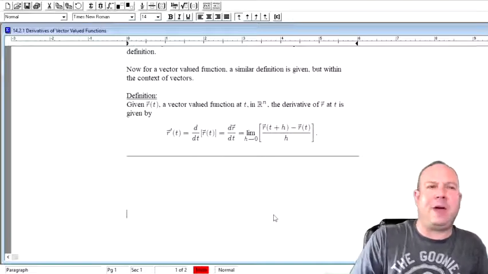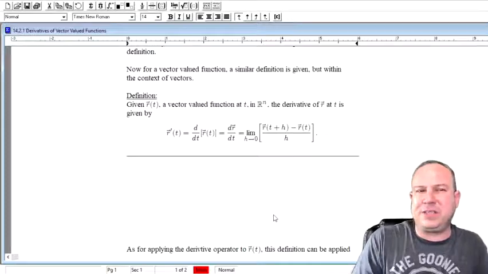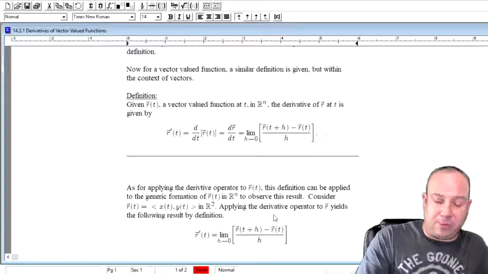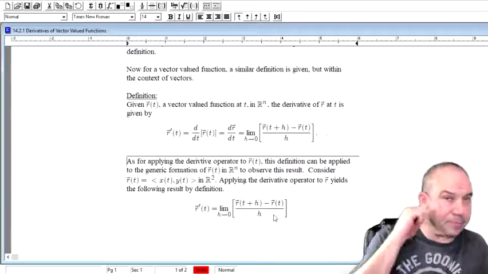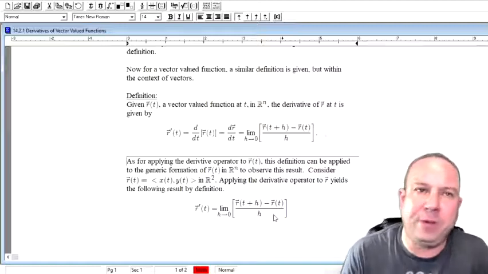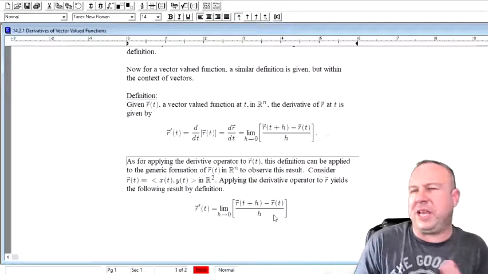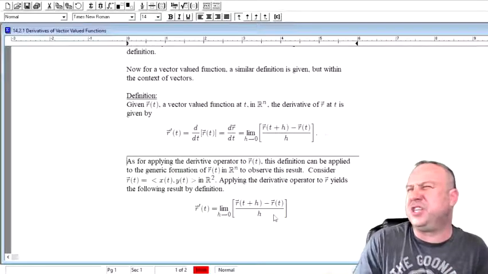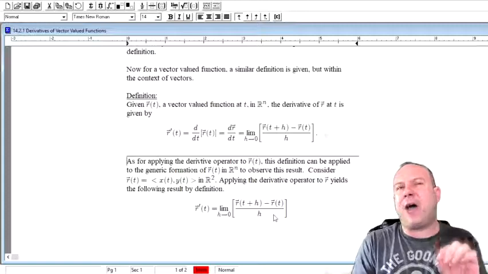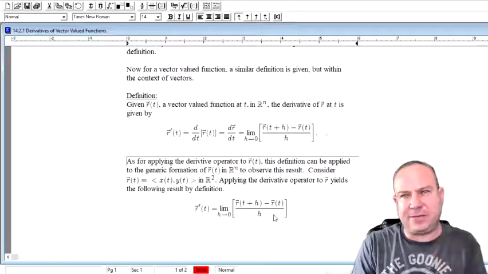All right. Now, if you recall, that definition brings up a bunch of rules if we want to develop rules. But the way we're going to approach it is we are going to apply it in general to a vector valued function that exists in some n-dimensional space, and observe the result in a generic situation to understand how this operation operates, right?